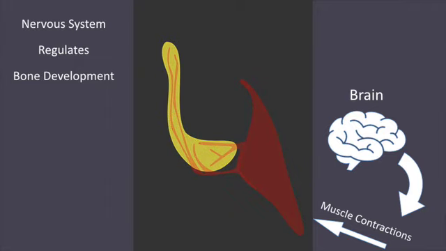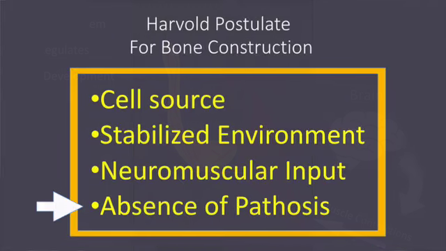process of morphogenesis. The fourth condition for bone formation is a lack of pathosis, a lack of pathology. Any type of infection or cystic formation at the site will prevent the formation of bone.